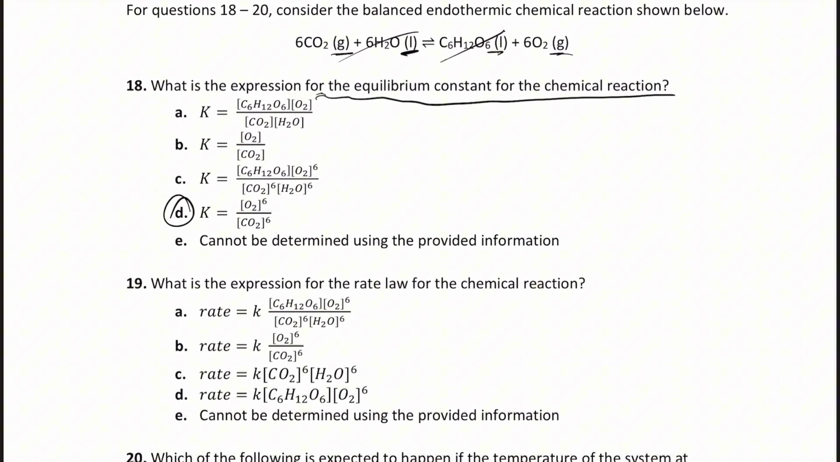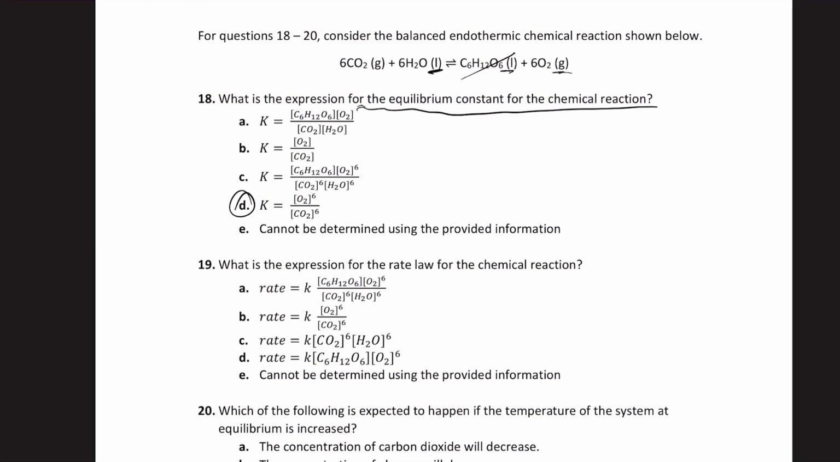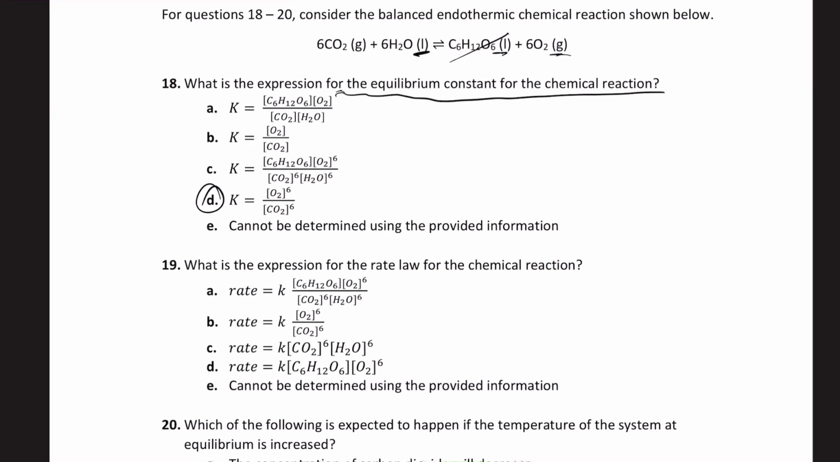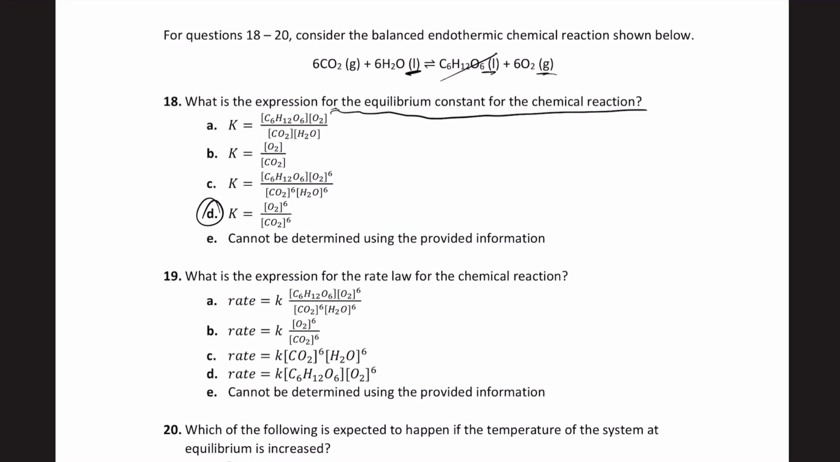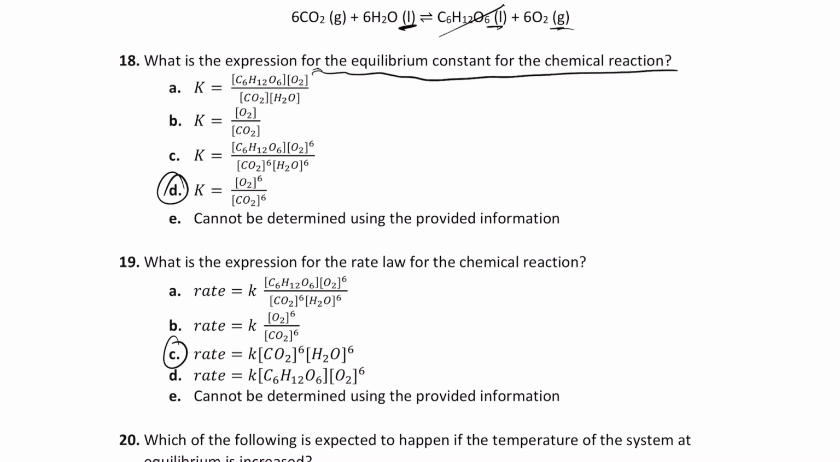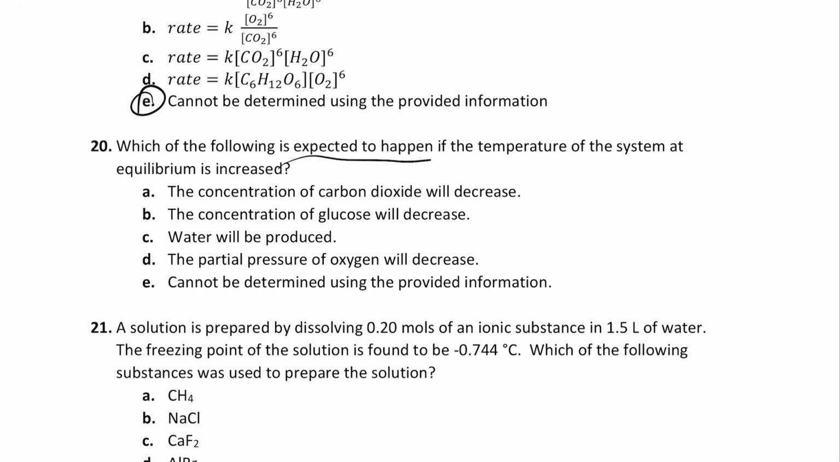So this is the forward reaction, probably, I would assume. So the rate law for this would be choice C, right? C would be the right one. Oh, wait, no. What am I doing? Rate law can only be determined by experimental data. You cannot find the rate law unless it's experimental data. Okay, let's continue.